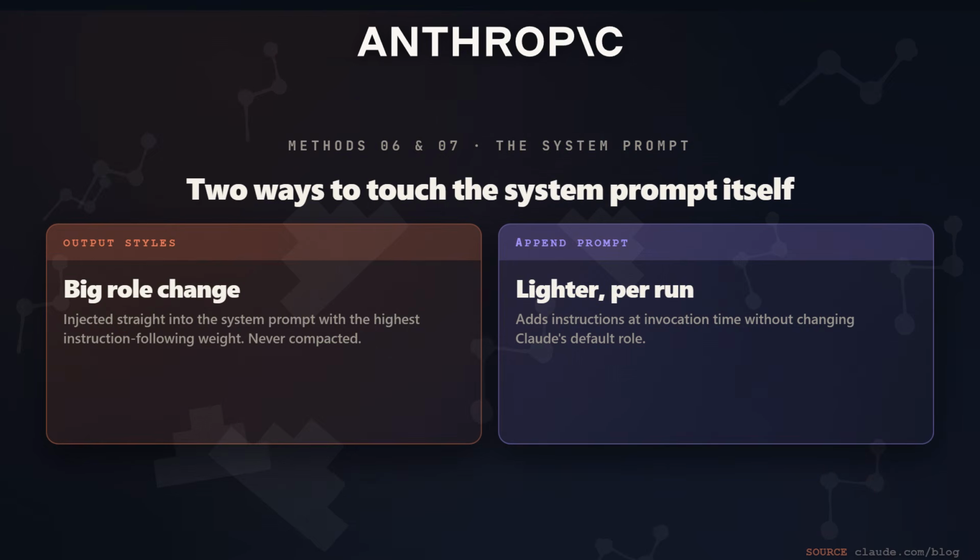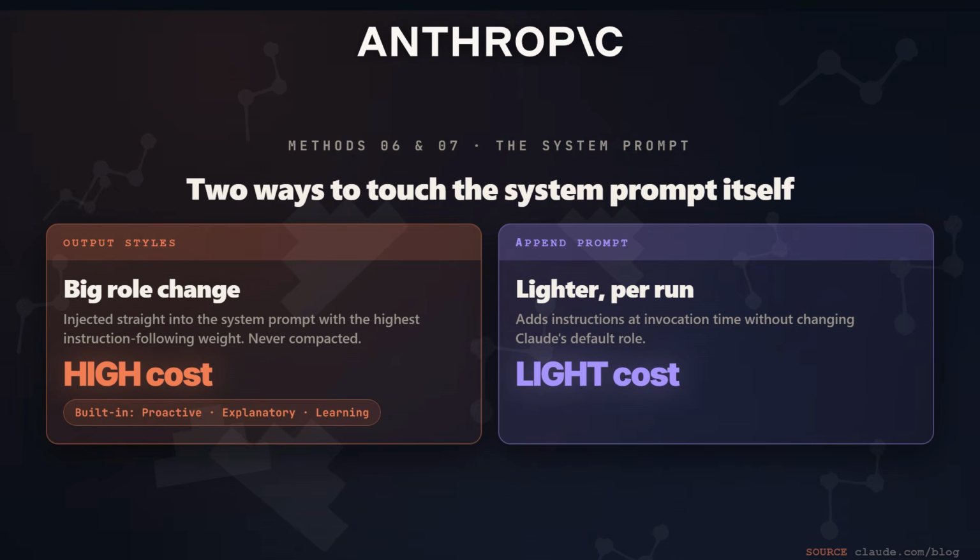That leaves 2 ways to change the system prompt itself. Output styles inject your instructions straight into the system prompt, with the highest instruction following weight Claude has. They are never compacted, which is exactly why they cost so much. So save them for a genuine role change. Anthropic ships proactive, explanatory, and learning modes right out of the box. The lighter option is appending the system prompt. It adds instructions at invocation time without touching Claude's default role, which makes it perfect for coding standards or formatting rules you only want on this one run.